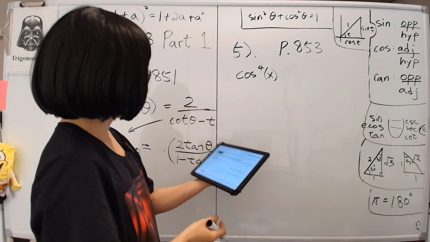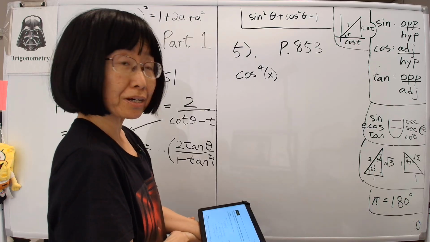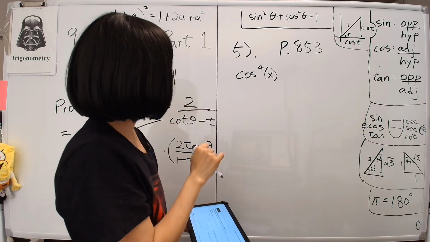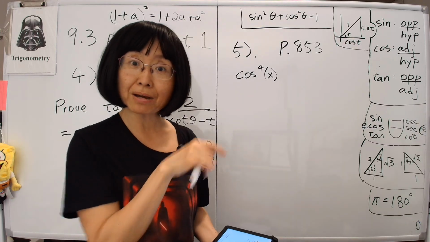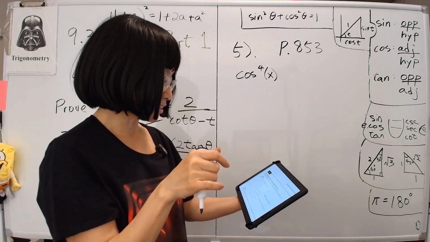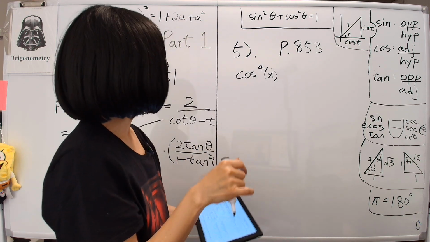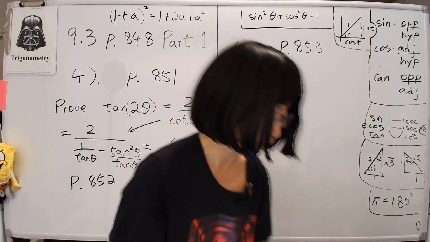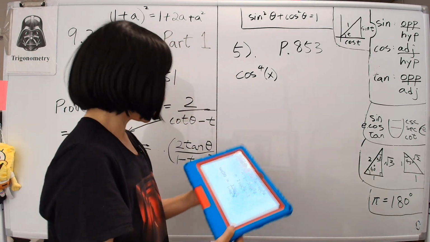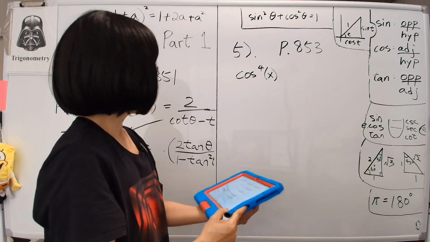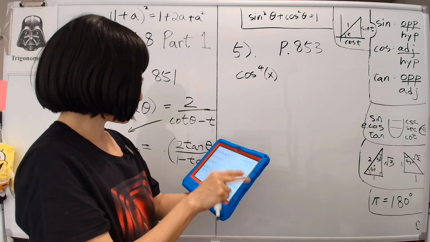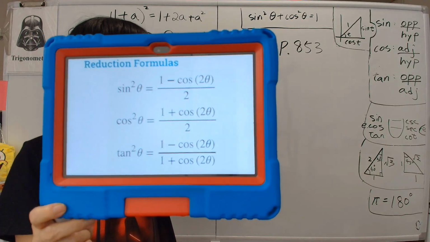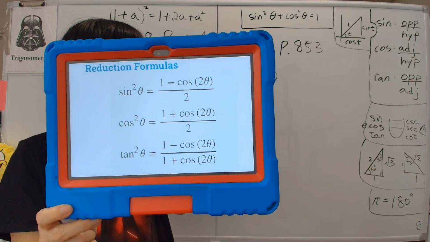Now we are given cosine to the 4th power of x, but we don't like the 4th power. We need to turn this into something that doesn't have any power at all. That is the goal, and we're going to do it with the help of all the reduction formulas that we just learned about for sine, cosine, and tangent. With those formulas in mind, here are the reduction formulas, and we are going to use them to help us.